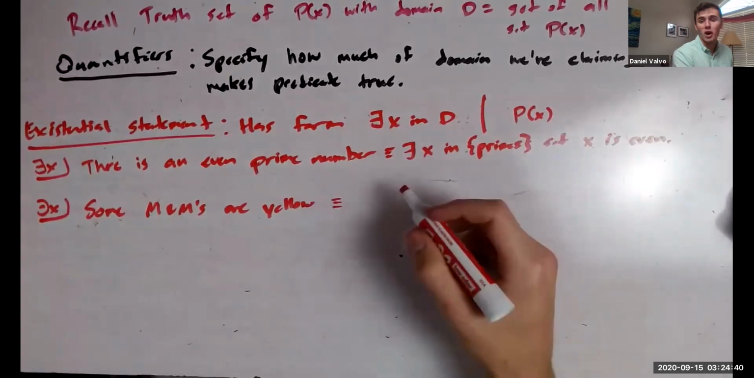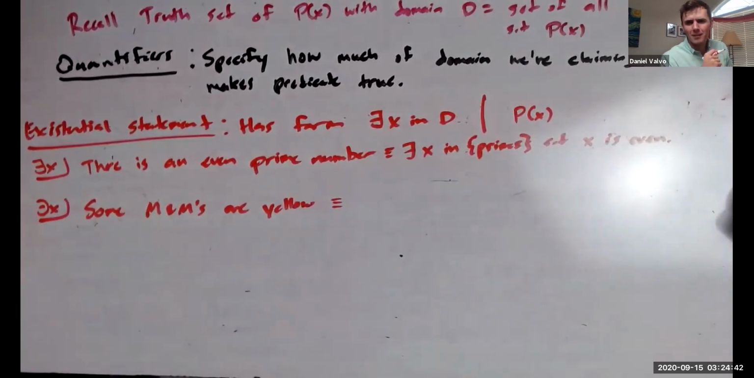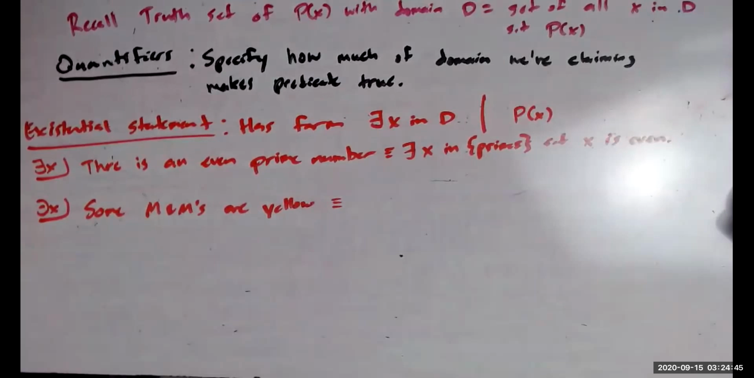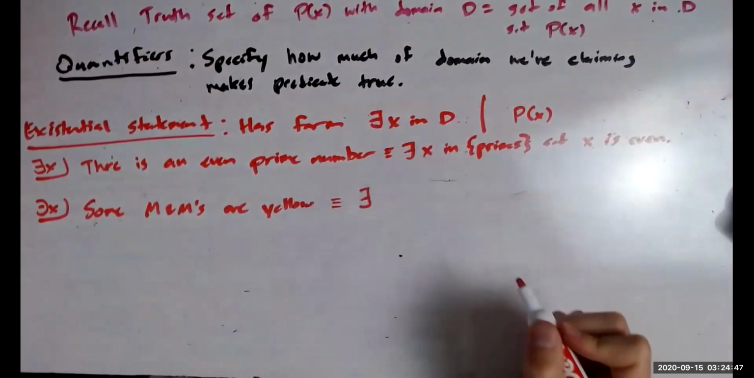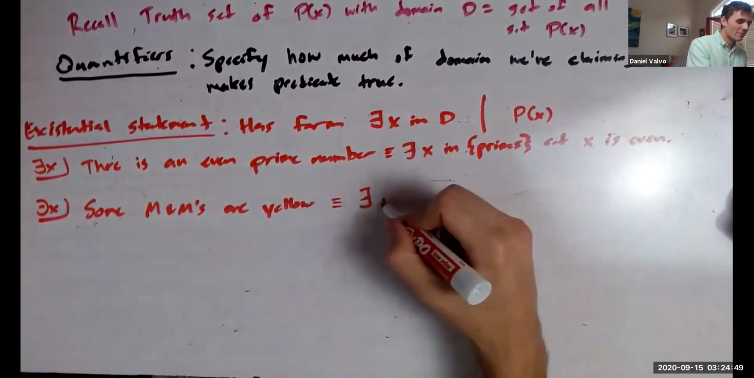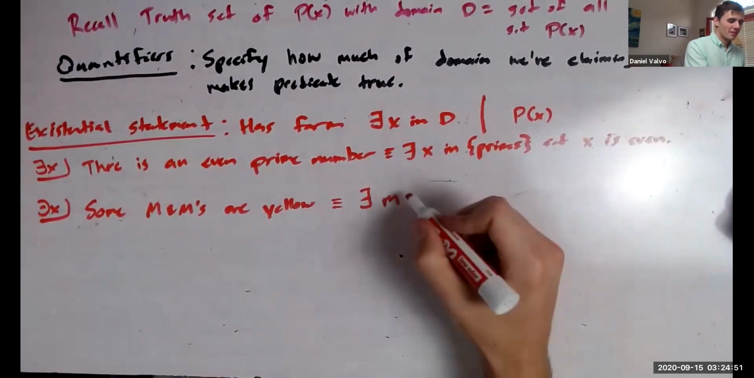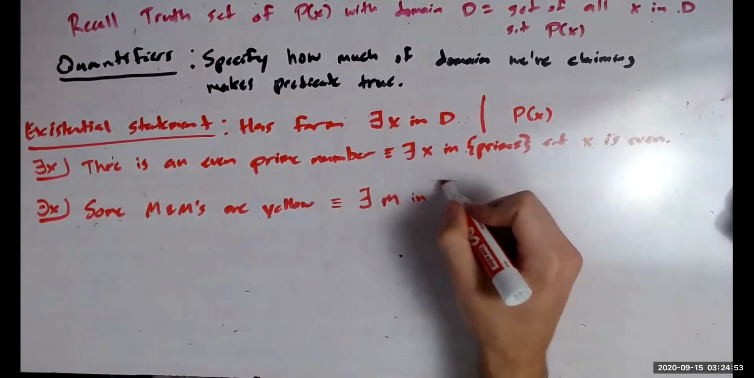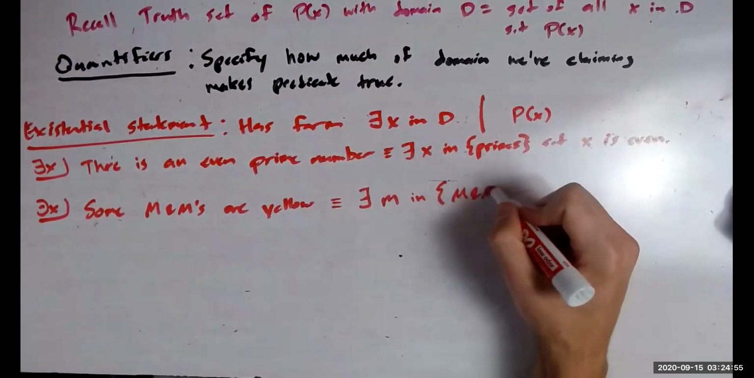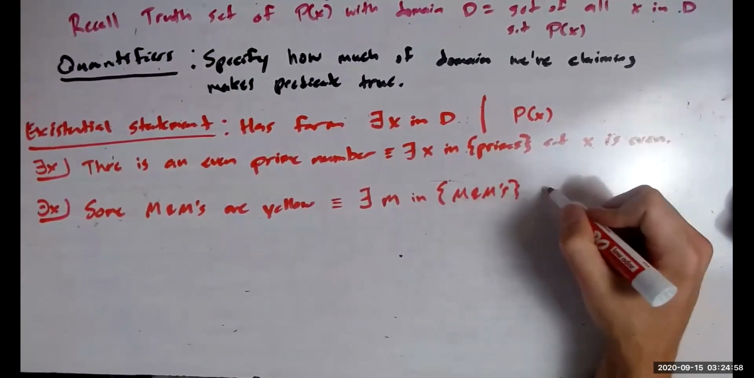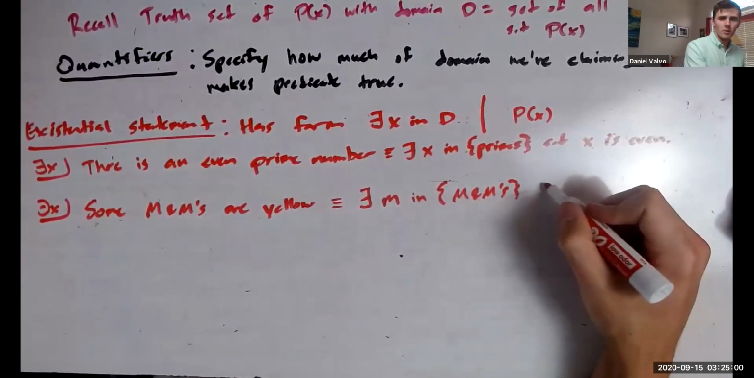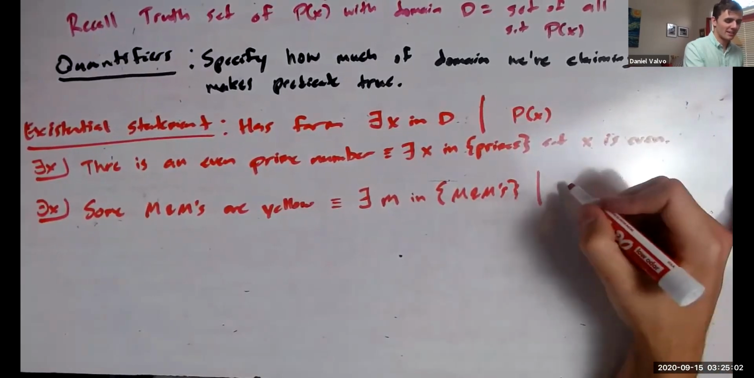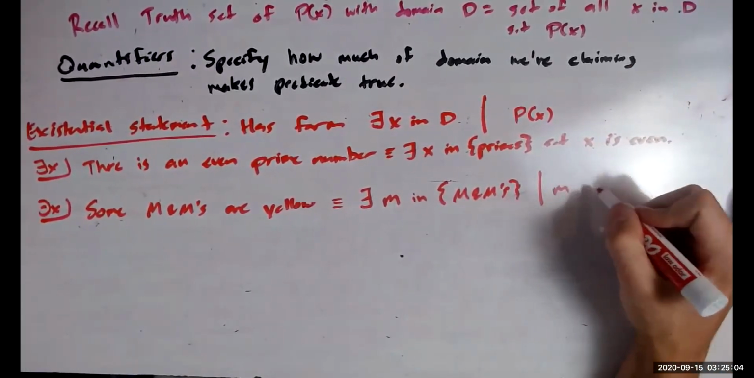Well, what are we going to start off with? Let's go word by word. Backwards E, there exists, and let's call it an M in M&Ms, in the set of all M&Ms, such that M is yellow.